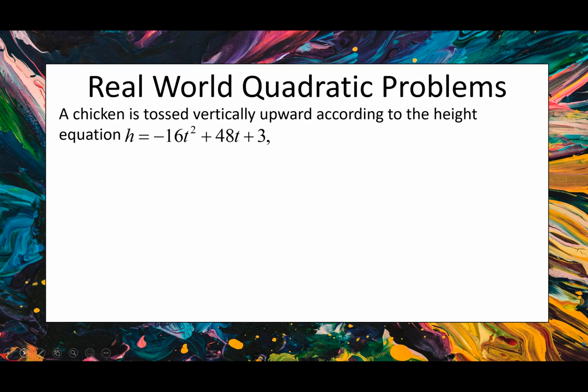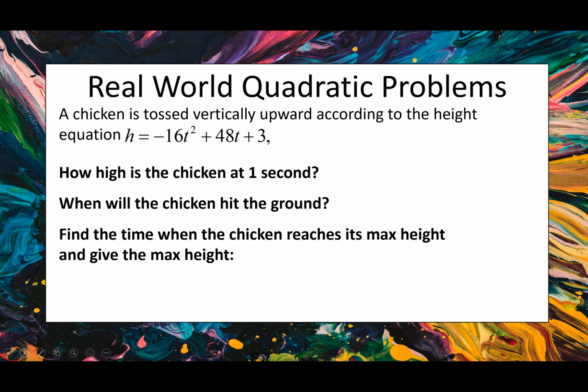A chicken, a reasonable thing to toss, your projectile. A chicken is tossed vertically upward according to the height of h equals negative 16t squared plus 48t plus 3. How high is the chicken at 1 second? Well, what do we do here? We plug in. So this is going to be negative 16 times 1 squared, plus 48 times 1 plus 3. Let me do that really quickly. Though I think I can do this one in my head. I get 35 feet.